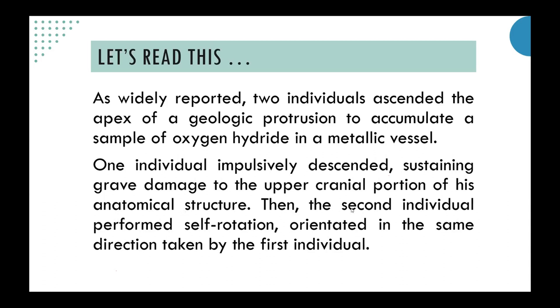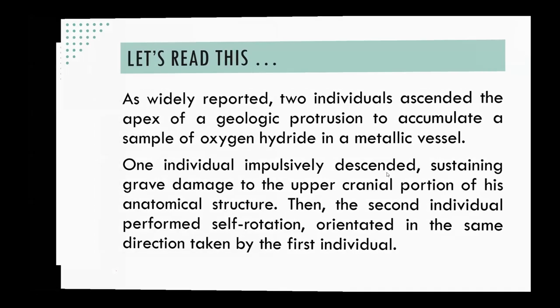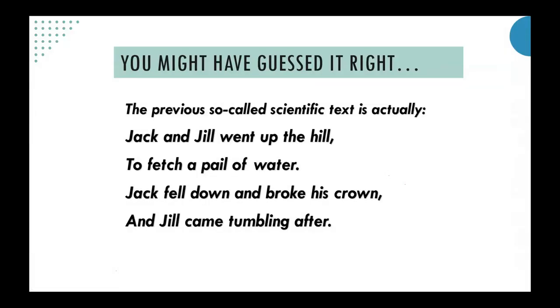This part, the crown. Then the second individual performed cell rotation, okay, tumbling, oriented in the same direction, means the same direction. So you see a very simple thing called Jack and Jill punya rhyme. Kalau you inflate it, it becomes like this. It sounds so technical, sounds so complicated, but it actually means a very simple thing, which is Jack and Jill went up the hill to fetch a pail of water. Jack fell down and broke his crown, the upper portion of the upper cranial portion of his anatomical structure. Perform self rotation, all right, and Jill came tumbling after. It's the same, because when you say came the other, it means it's the same.